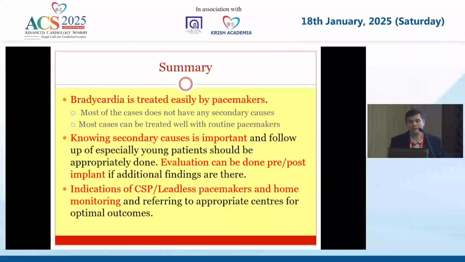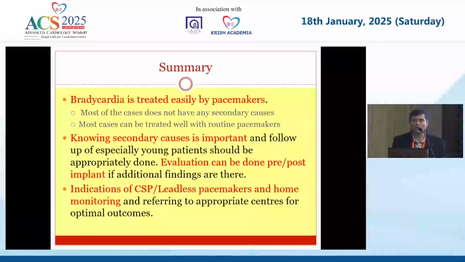So, summarizing, bradycardia is treated easily by a pacemaker. Most of the cases do not have secondary causes, and mind you, 90% don't have secondary causes. Only 10% will have to be evaluated, and especially young patients are to be evaluated well.